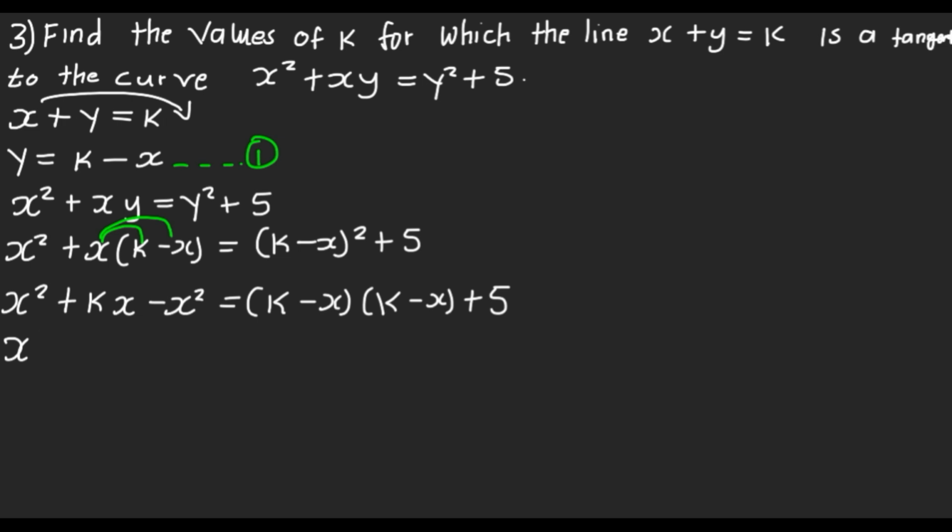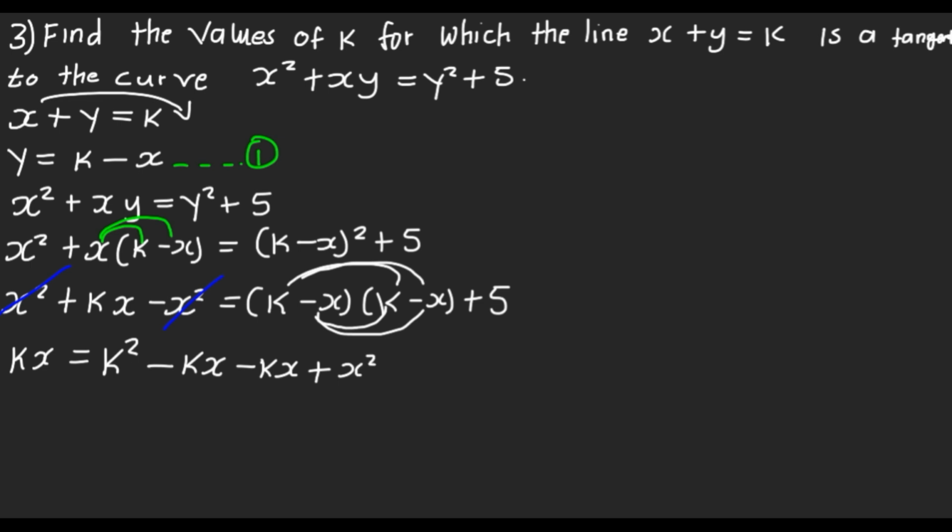So let's expand that. So I have x squared. If you look at this, we can cancel this. We can say x squared minus x squared will be cancelled, giving us kx is equal to k times k is k squared. Then k times the negative x will be negative kx. Negative x times k is negative kx. Negative x times negative x will be x squared plus 5.